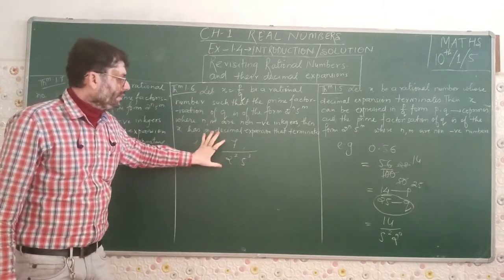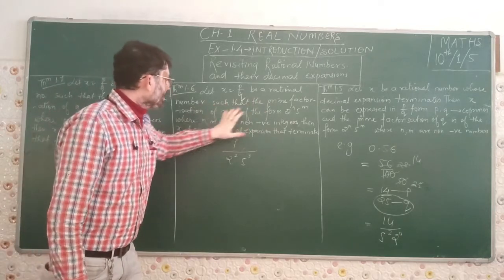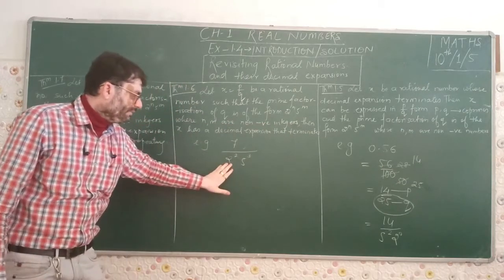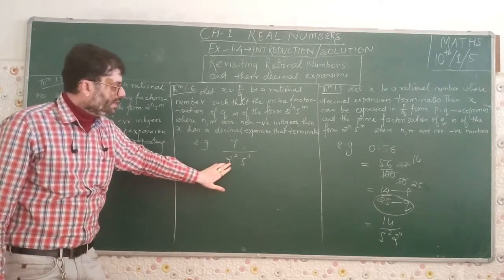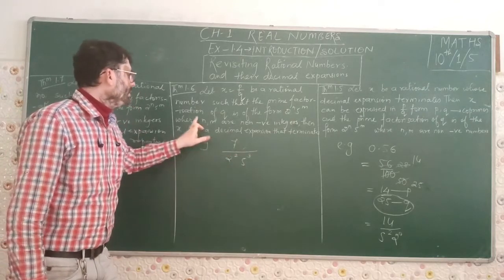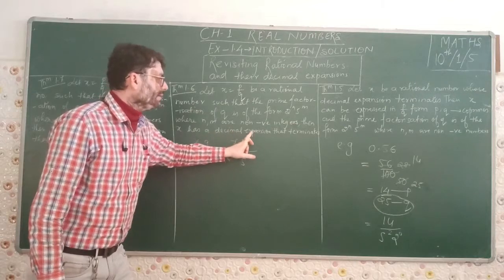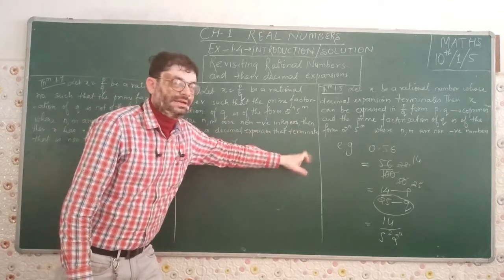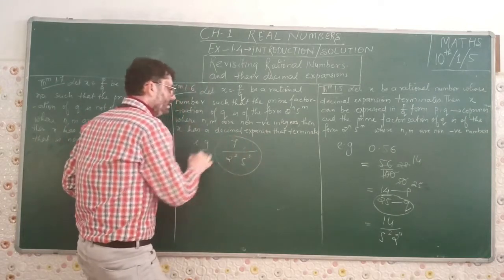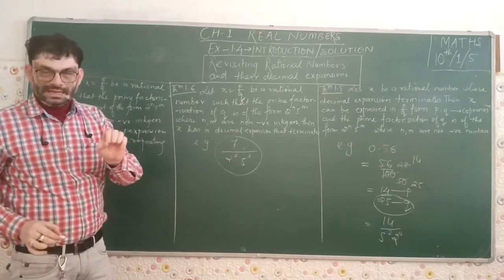x = p/q. We have x = p/q such that the prime factorization of q is of the form 2^n 5^m. The prime factorization of the denominator, that is q, is of the form 2^n 5^m. Then x has a decimal expansion that terminates. That means if we divide the numerator by the denominator, it will terminate.